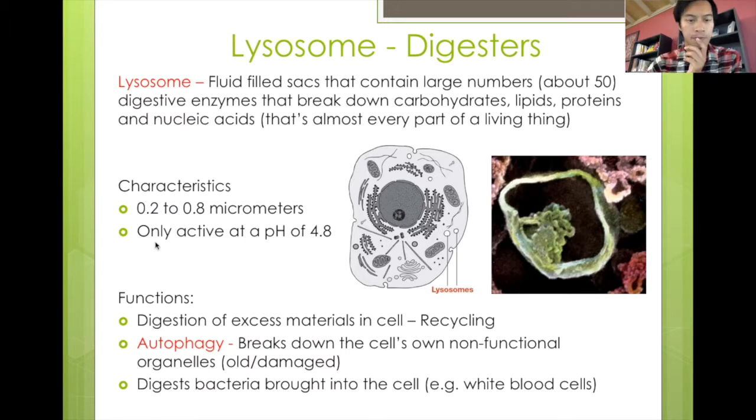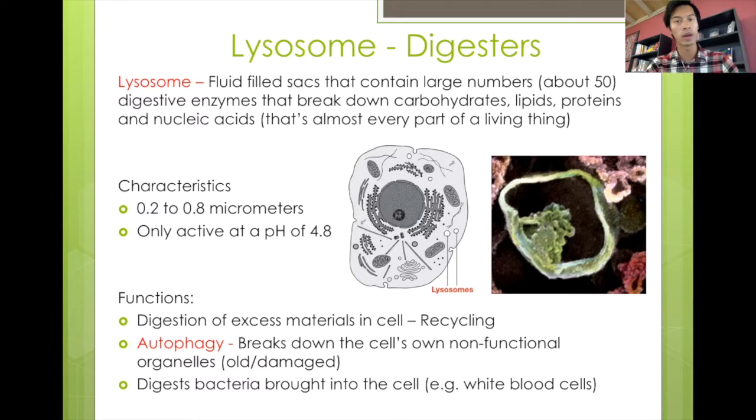Okay. Now, they are typically 0.2 to 0.8 micrometers, and remember, a micrometer is 1/millionth of a meter, and they're only active at a particular pH, which is 4.8. Yeah. Here is the diagram of what the lysosome looks like, and here is what the lysosome looks like under an electron microscope.